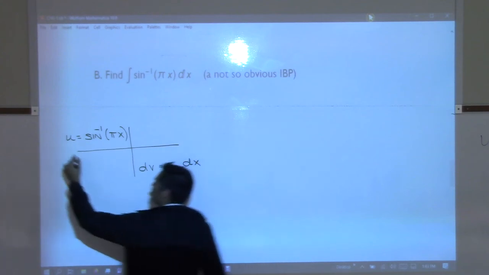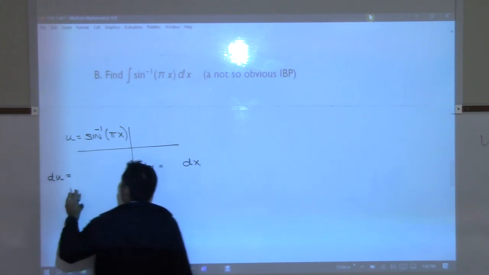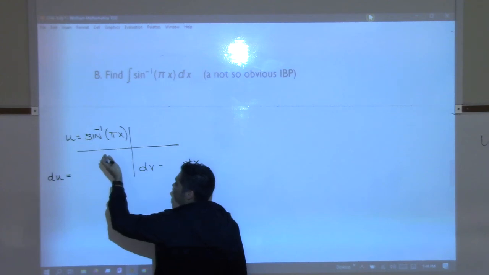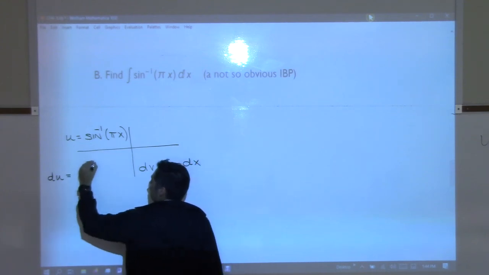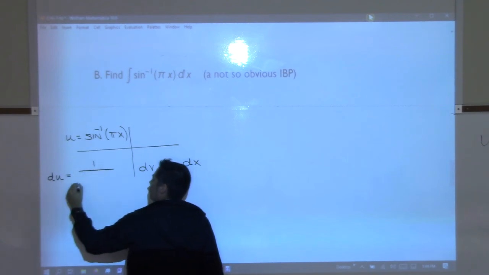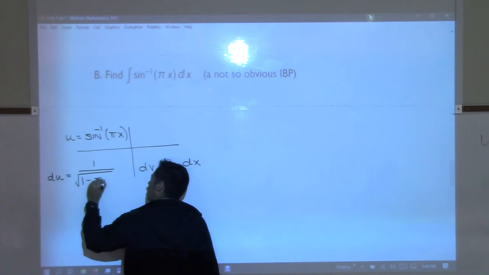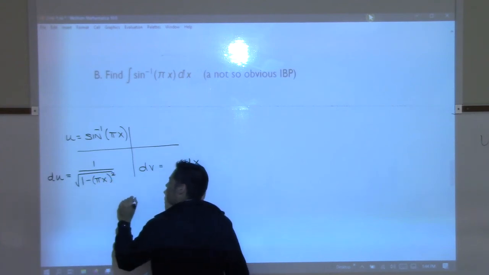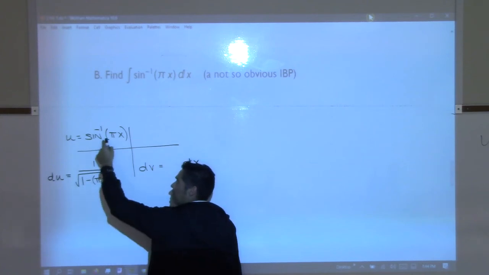So when we differentiate down, du will be equal to, well, you have to know what the derivative of arcsine of x is, or you need to know where it is in your formula sheets. This should be 1 over the square root of 1 minus pi x squared. Now, be careful here because we still have the chain rule, right? So you still need to take the derivative of the argument. What's the derivative of the argument?